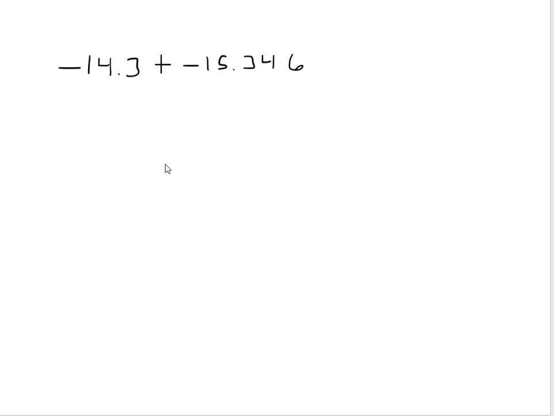Okay, on the next one, you owe and you owe, right? Both of these are negative numbers. So when you combine those, you're going to end up owing. And then to figure out how much, we need to add these two together. So we do 14.3 and 15.346. We line up our decimals.